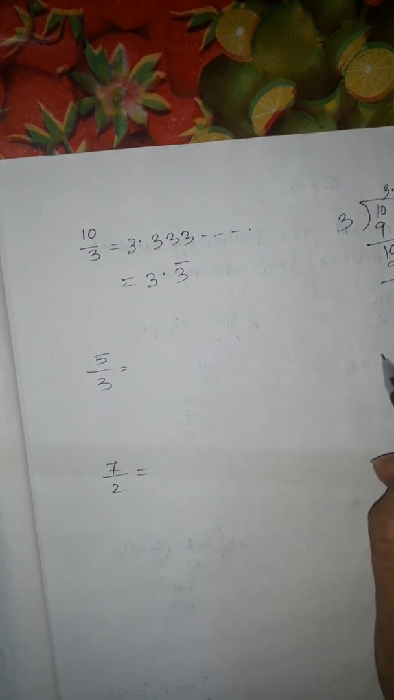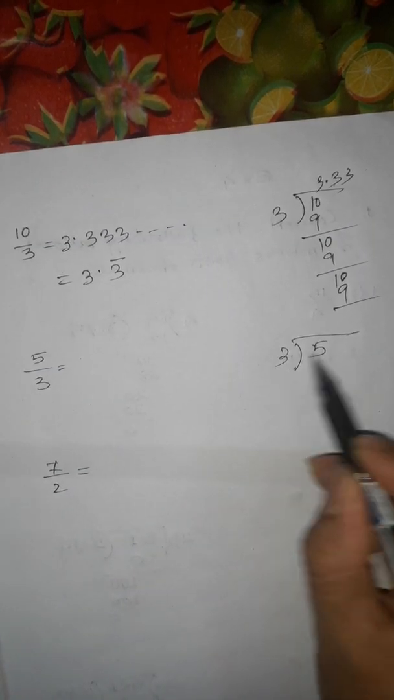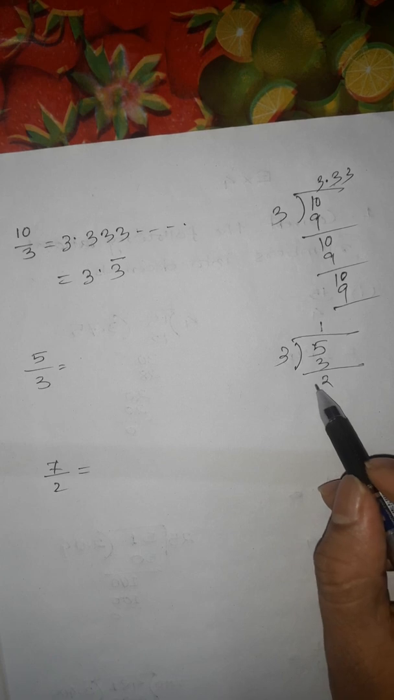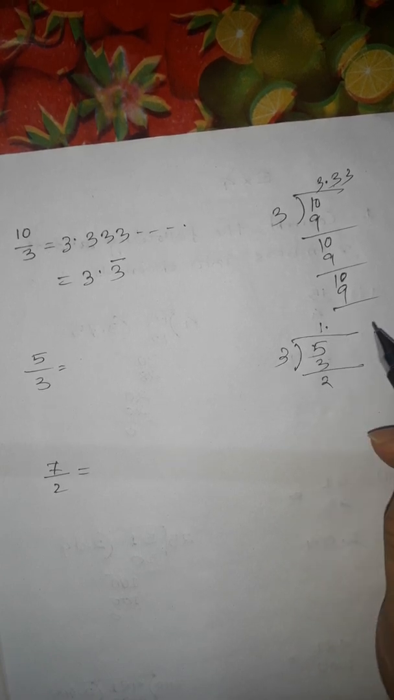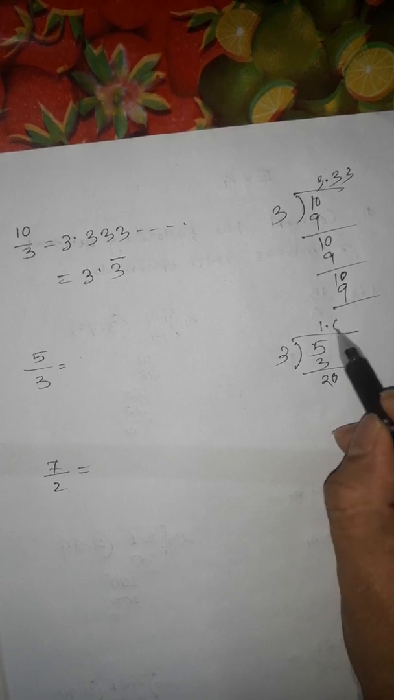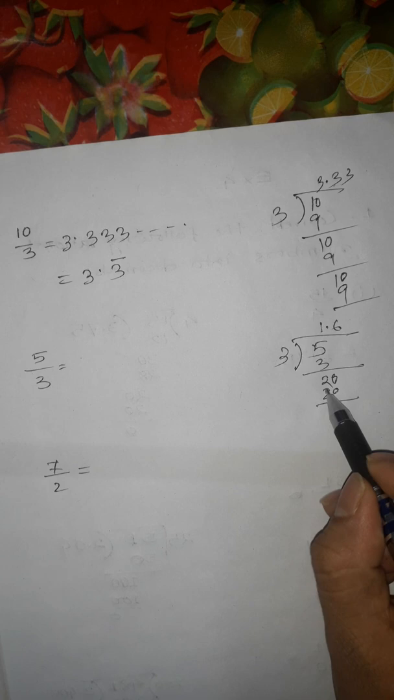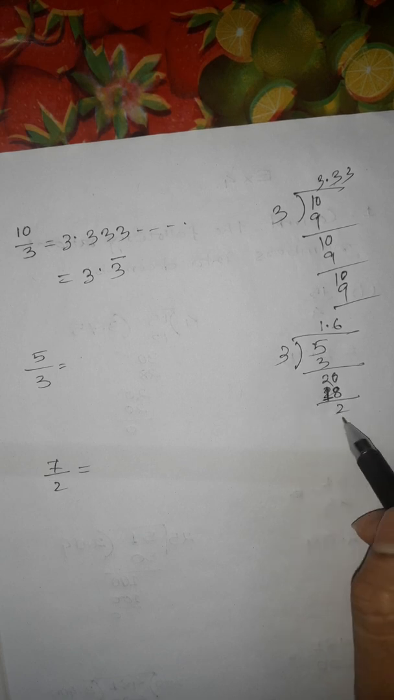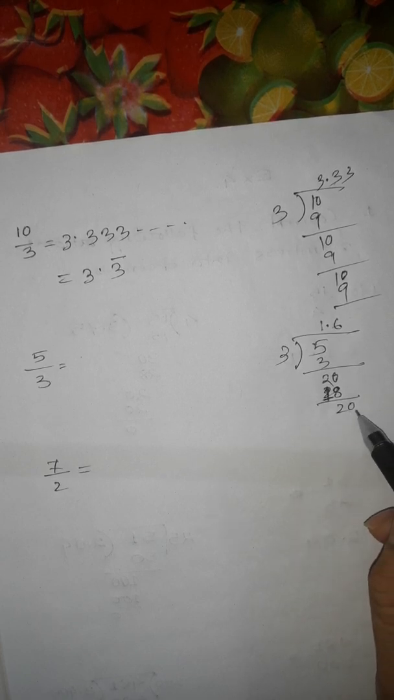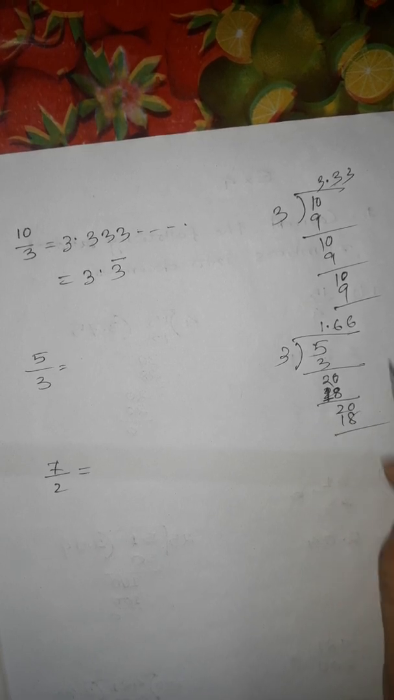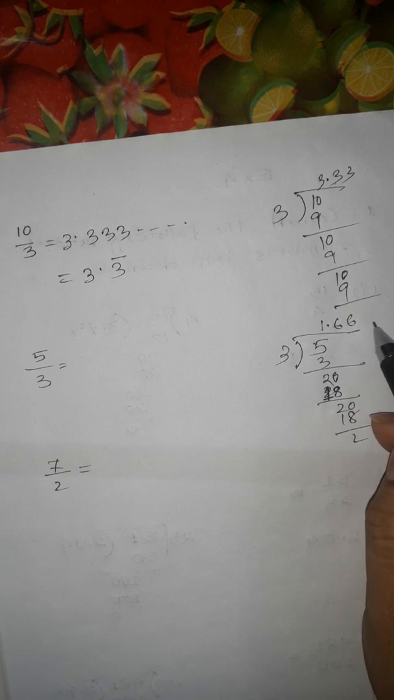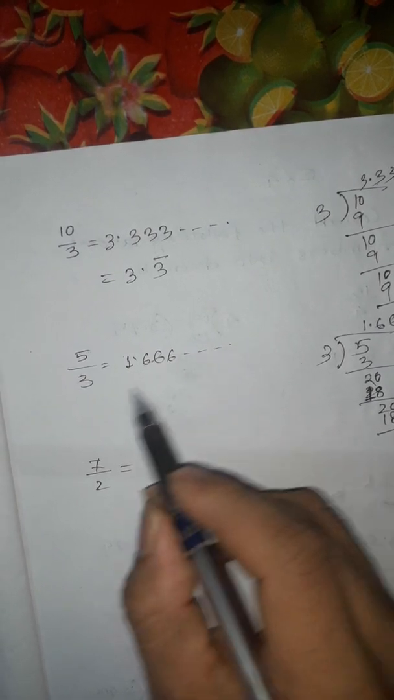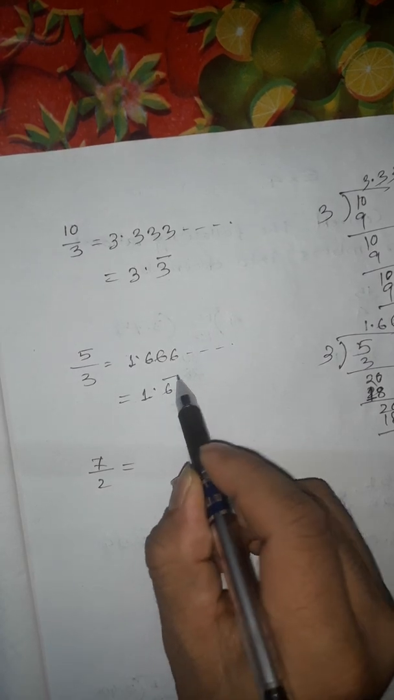5 by 3. Divide 5 by 3. 1 3 is 3. Remainder is 2. 2 is not divisible by 3. So place a decimal point over here and then write a 0 over here. 20. 6 3s are 18, subtract, 2. 2 is not divisible by 3, so write a 0 over here. 6 3s are 18. So here you see 6 is repeating indefinitely, so this is a non-terminating decimal number because 6 is repeating indefinitely, so it is 1.6 bar.